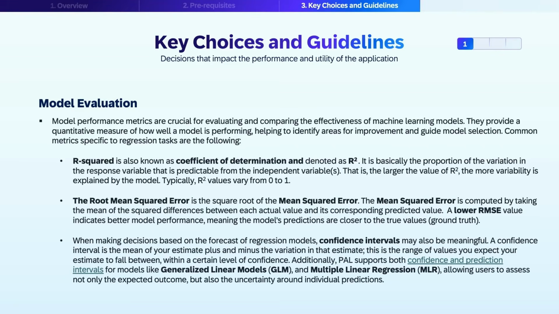The root mean squared error is the square root of the mean squared error. The mean squared error is computed by taking the mean of the squared differences between each actual value and its corresponding predicted value. A lower root mean squared error value indicates better model performance, meaning the model's predictions are closer to the true values.